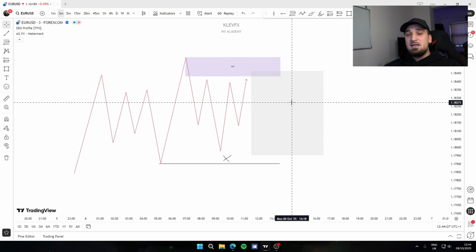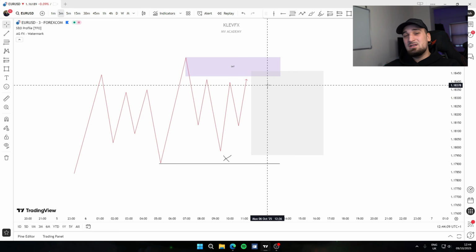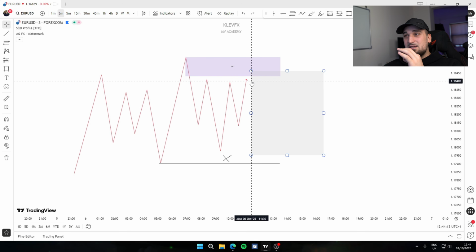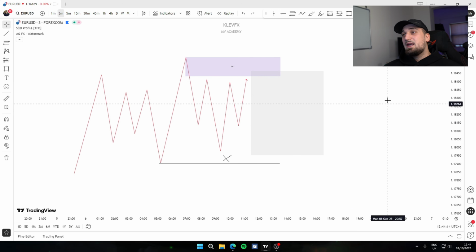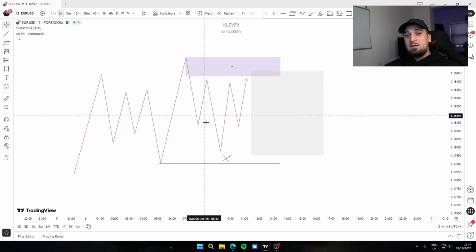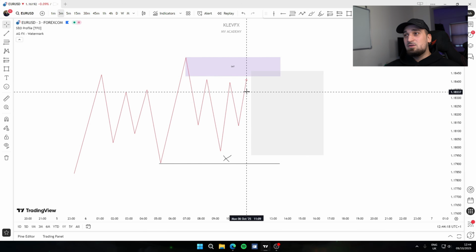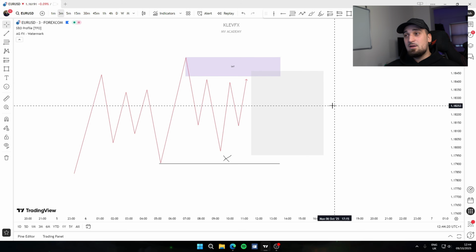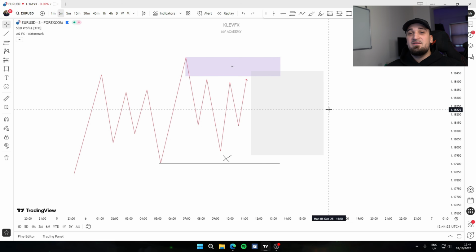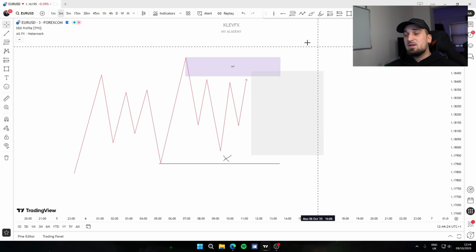Okay, so this area right here is my London session. We're coming nearly into London. This section right here is where London's going to open, and we're nearly coming into it. So we're going to be waiting for price to tap in within our key time window for the trade to actually be valid in this sense. So we've marked our smart money trap.